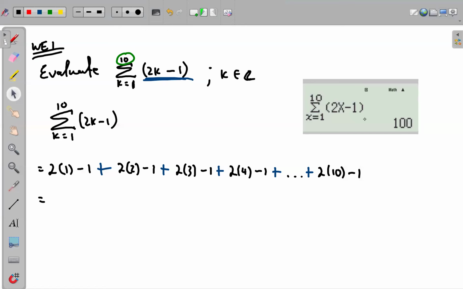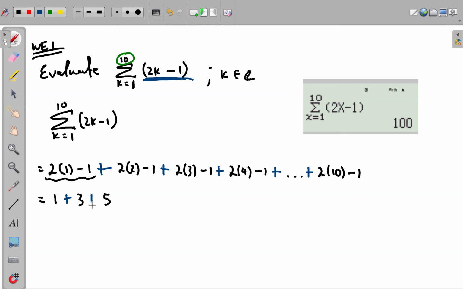If you had to do this manually, you would obviously have to figure out what this thing here is. Okay, this is 2 times 1 minus 1, so that's just a 1. And then I'm going to show you another way to do it, by the way. 2 times 2 is a 4 minus 1, that is a 3. So your next term is a 3, right? And then you have 6 minus 1, which is a 5.